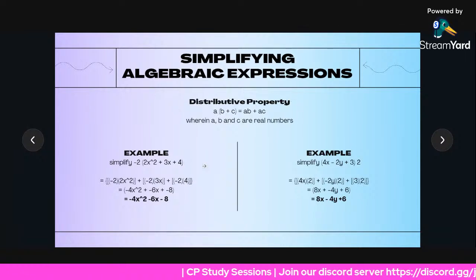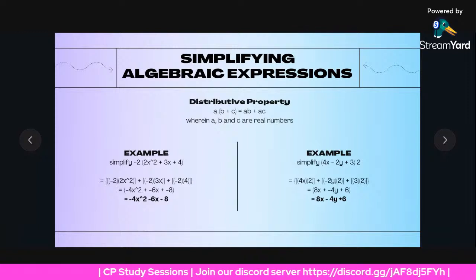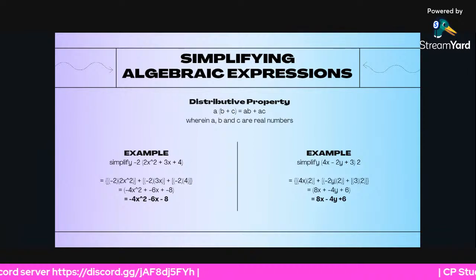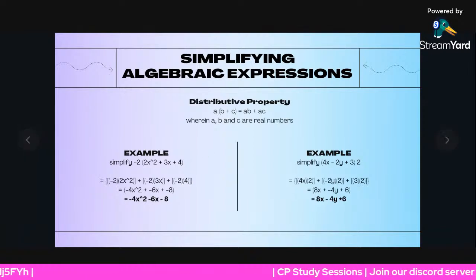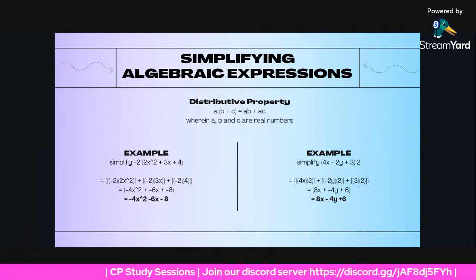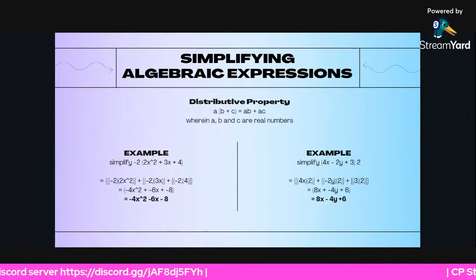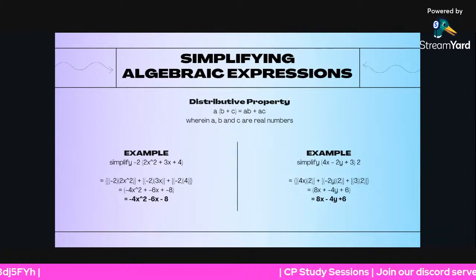So, simplify negative 2 times quantity 2x squared plus 3x plus 4. So, huwag kayong malito pag binabanggit ko yung quantity. Usually, kapag quantity, ibig sabihin nun is isang equation or expression sa loob ng parenthesis. And usually, yung equation nyo is two or more than two terms. So, ayun.